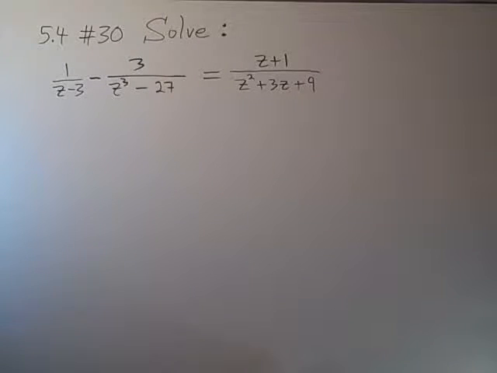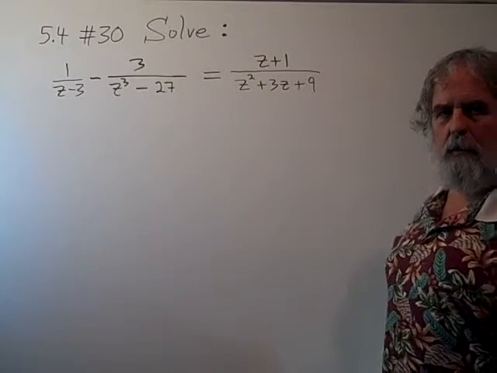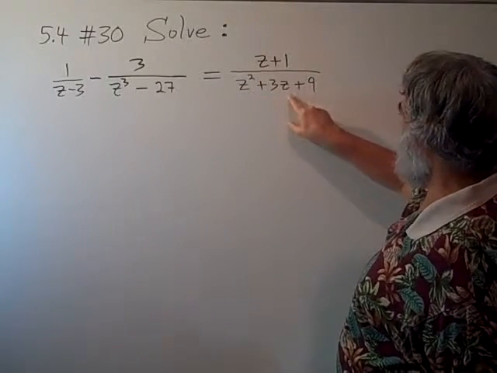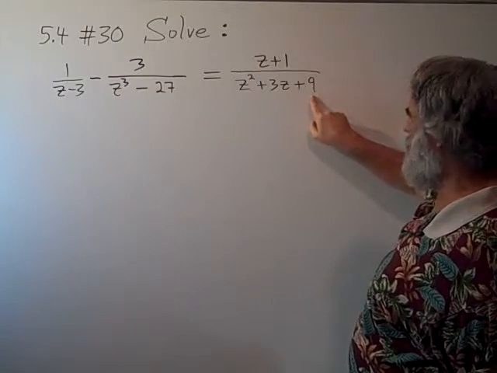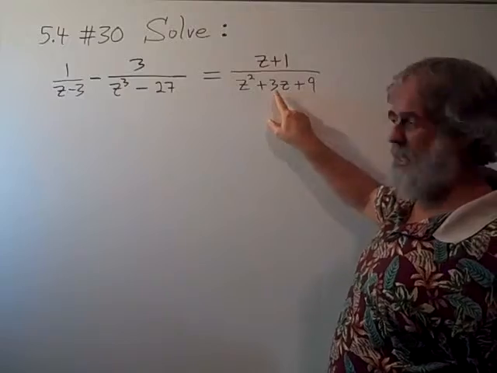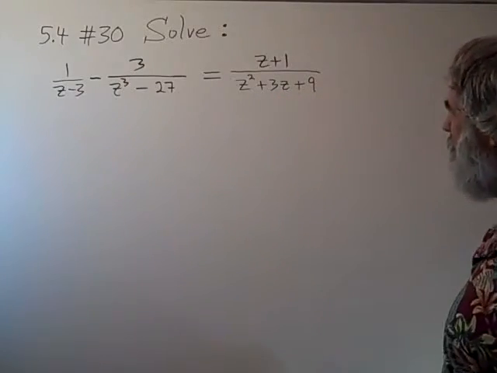Okay, to solve this equation, we first have to factor all of the denominators. Notice that this denominator doesn't factor, because we'd be looking for two numbers whose product is 9 and that add up to 3. So that doesn't factor.